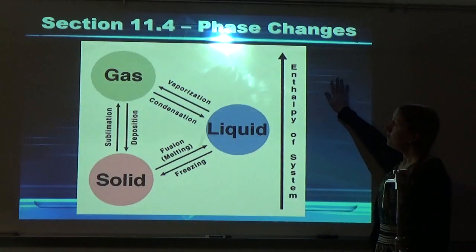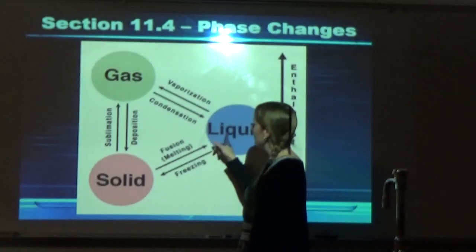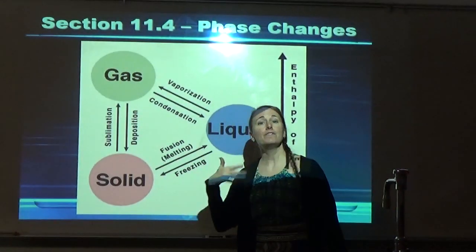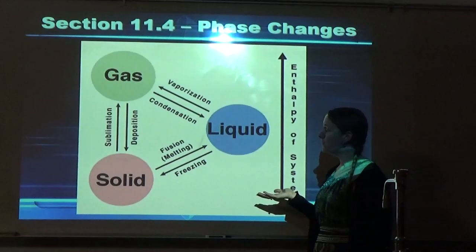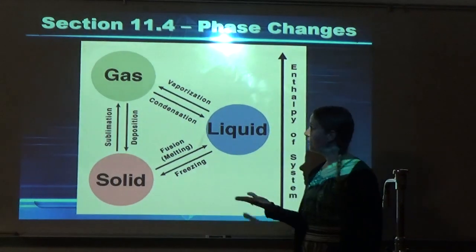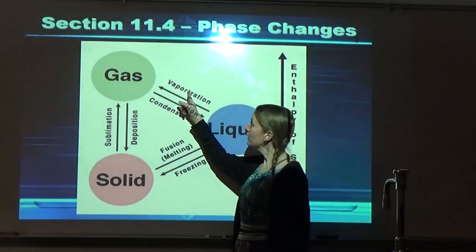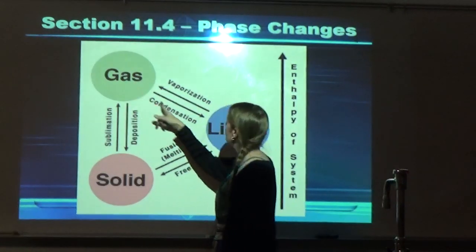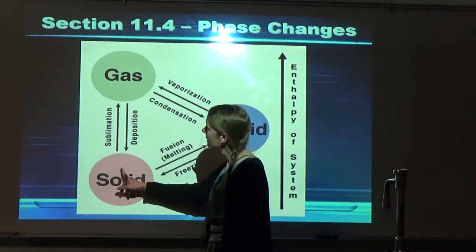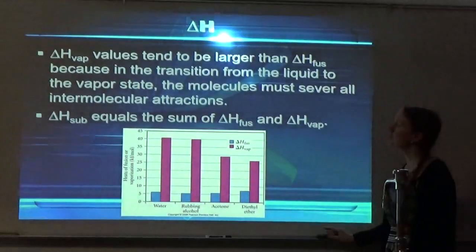So, next we're going to talk phase changes. So hopefully you know all your phase changes. So solid to liquid is melting, or we'll call it fusion when we talk about delta H of fusion. Liquid to solid is freezing, but sometimes we'll call it solidification. Liquid to gas is vaporization, evaporation, or boiling, depending on temperature. Gas to liquid is condensation. Solid to gas is sublimation. Gas to solid is deposition.